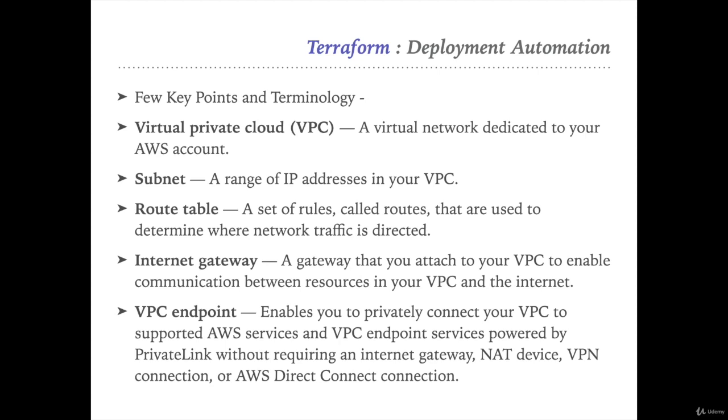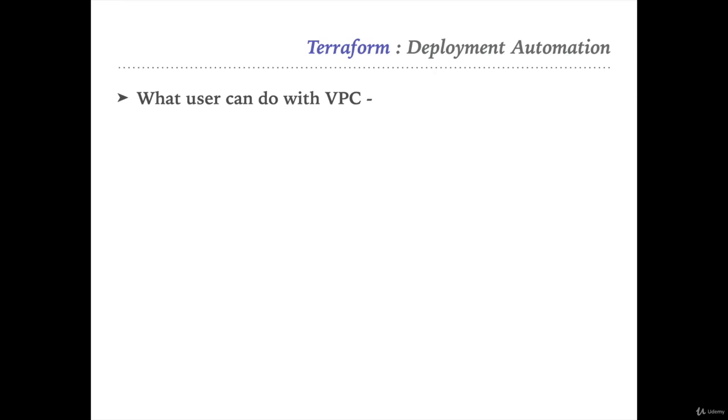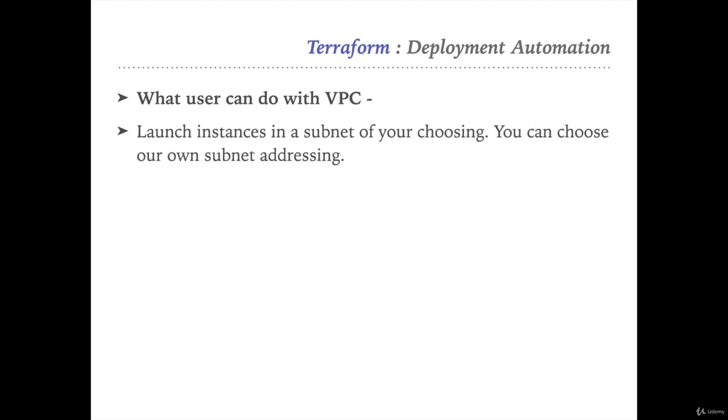the AWS. Now let's understand what a user can do with the VPC, what the use of the VPC is for the user. So you can launch instances in a subnet of your choosing. You can choose your own subnet addressing. So whenever you are going to spin up EC2 instances in your AWS project, you have the liberty to choose the network, right? And in that network, you can choose the subnet which will define the IP address of your machine. You can also assign custom IP address ranges in each subnet.